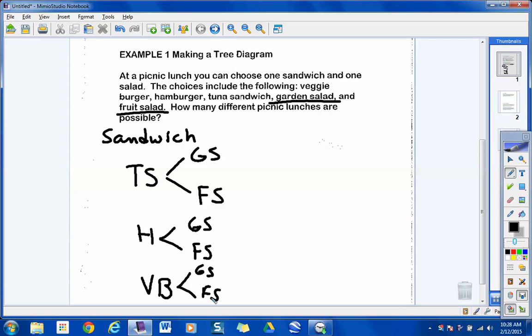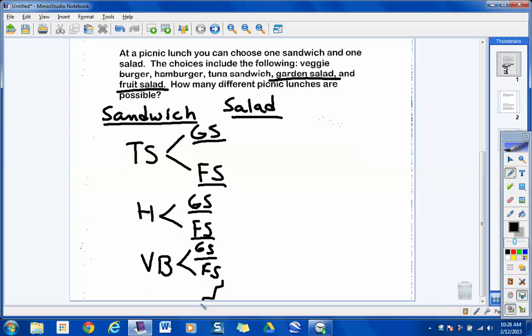Guys, how many sandwich options were there? 3. How many salad options here? 2. When you're dealing with a tree diagram as it relates to the counting principle, to figure out how many possible outcomes there are, you always look at the farthest right part of the tree diagram. How many options are there sitting out here? Count them all. 1, 2, 3, 4, 5, 6, right there. So how many options are there? 6 of them.